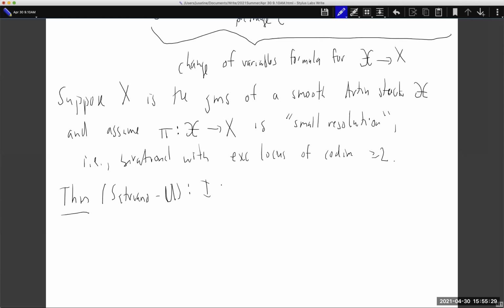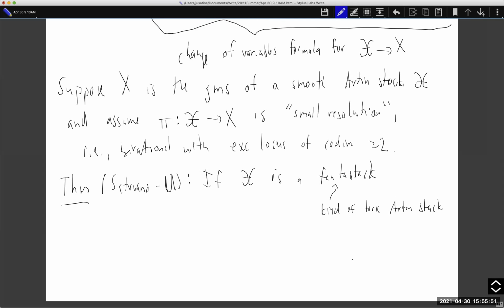is the following: if this stack X is something called a fantastack, and by the way, this is where the tropical toric geometry stuff is going to come up later in the talk. So what is a fantastack? Well, it's a kind of toric Artin stack. So if you'd like, you can think of this as being a theorem about the toric case of what we want. So if X is a fantastack, then we prove that you indeed get a change of variables formula.